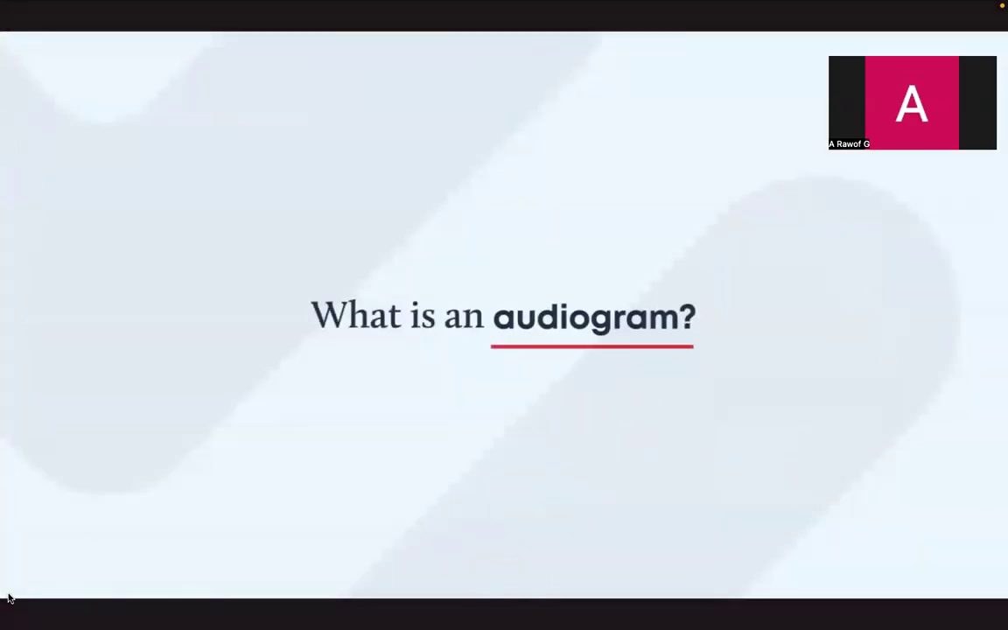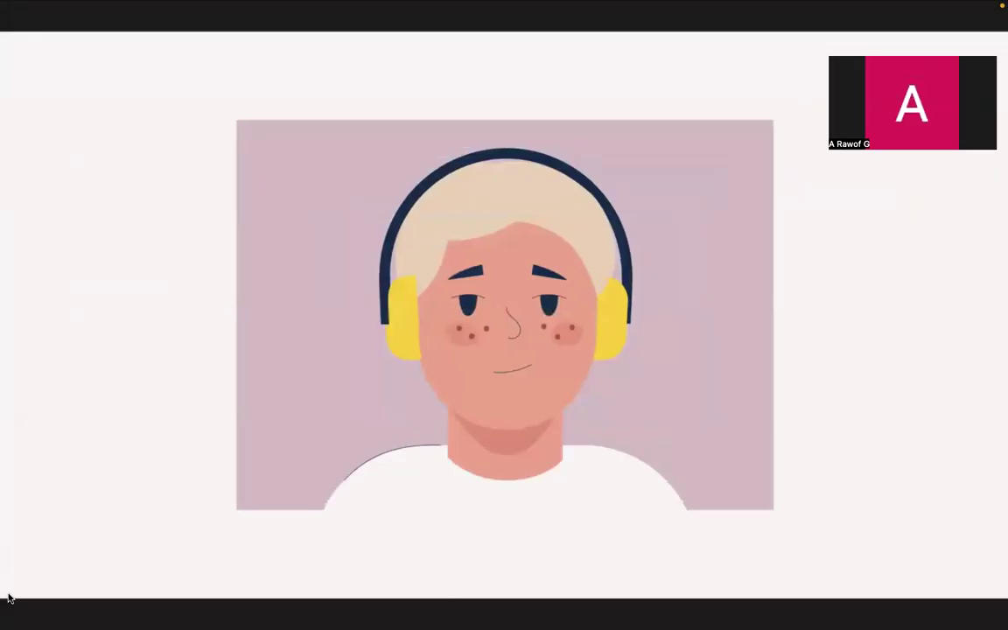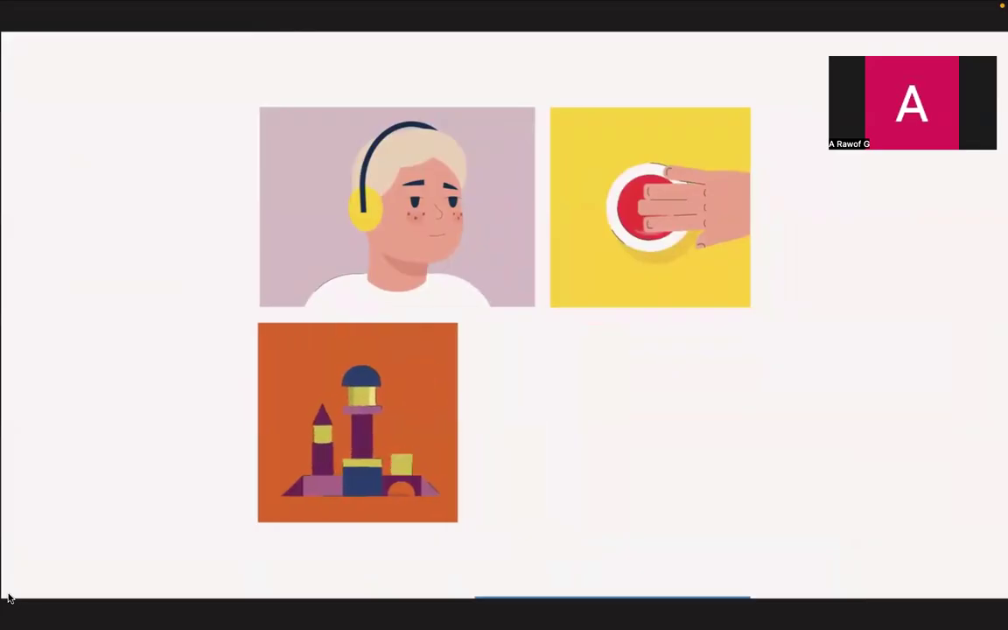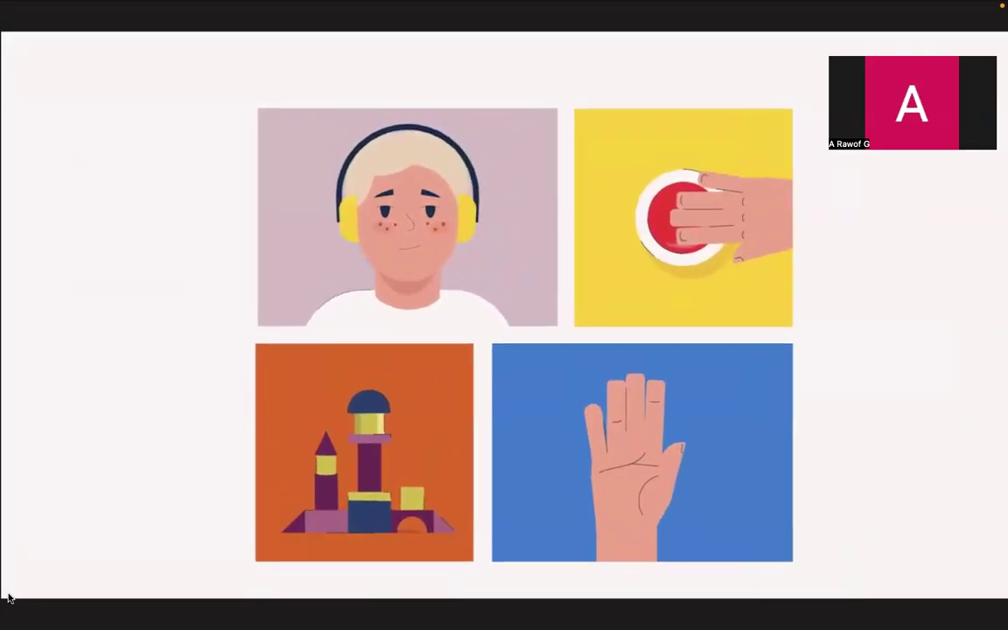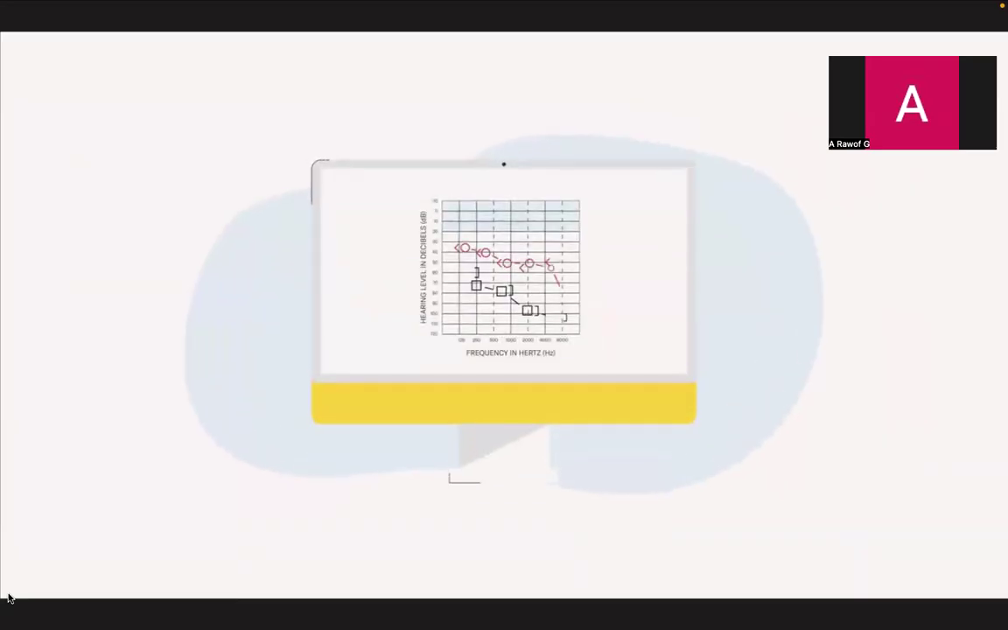What is an audiogram? During a hearing test, children respond to beep sounds by turning their head, pressing a button, playing a game, or raising their hand. An audiogram shows your child's hearing thresholds at the quietest level that they responded to. All audiograms will look different depending on each person's hearing.